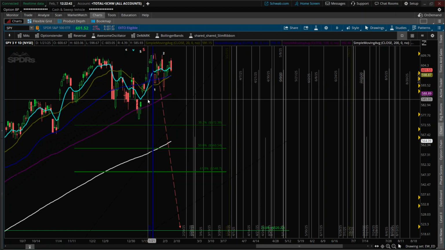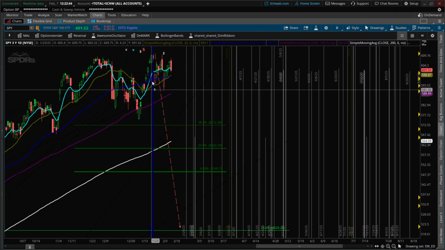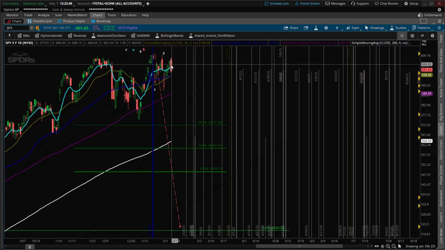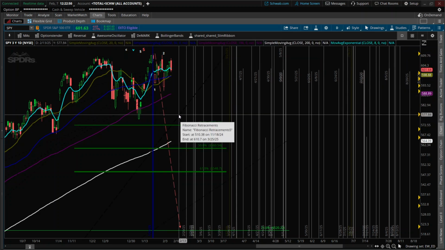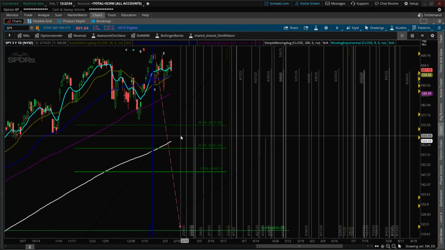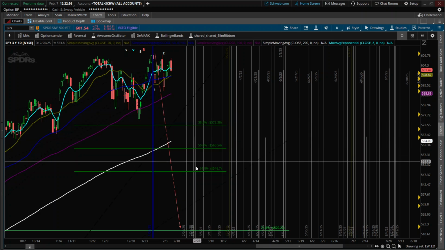I have the start of the count. I'm looking for this to be the top, and we have a 1, 2, 1, 2, and we're looking for wave 3 to play out. Now, if you're bearish again, or if you're bullish, I'll show you that on the other time frames.